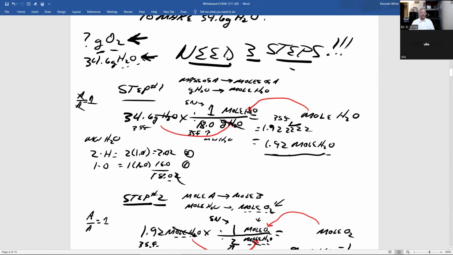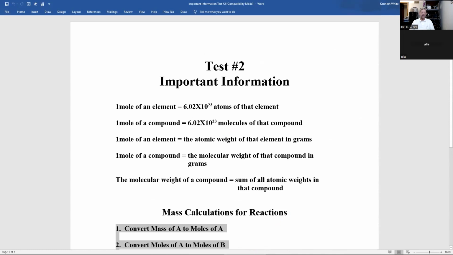Now, if we look at step 1, we go from grams of water, because that's what we're given, to moles of water. Water is the A. And here's how we do it using your good buddy unit analysis. And in test 2, important information: 1 mole of a compound equals the molecular weight of that compound in grams, and the molecular weight of that compound is the sum of all atomic weights.